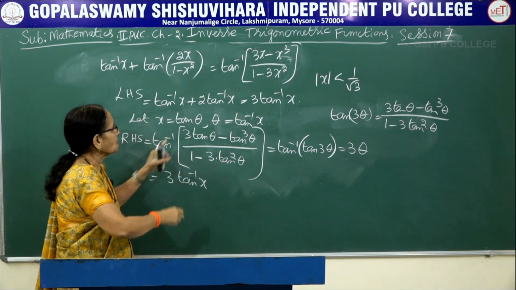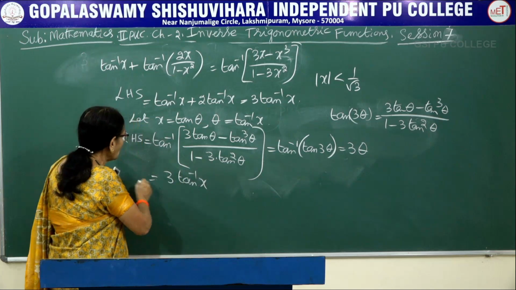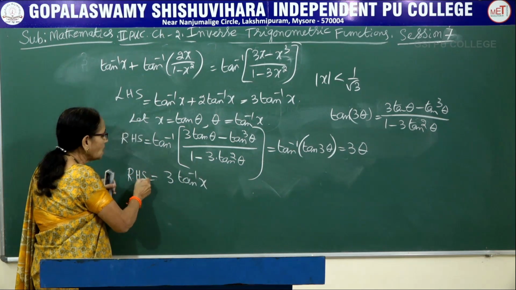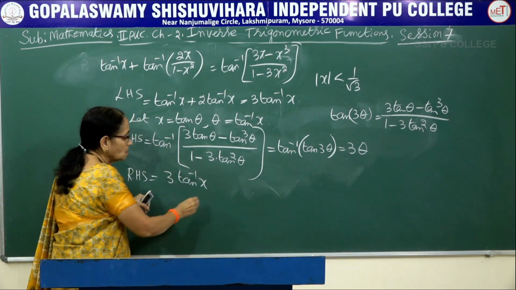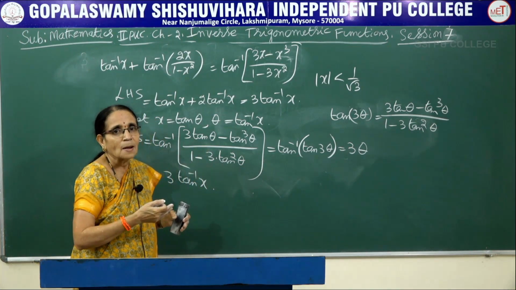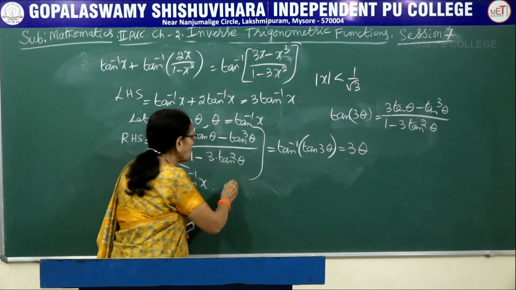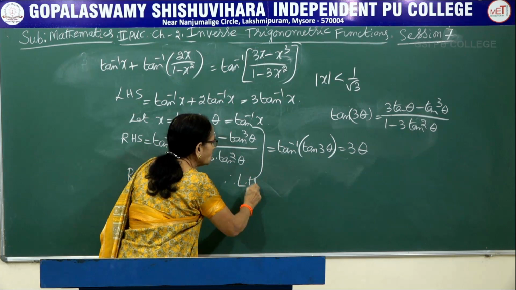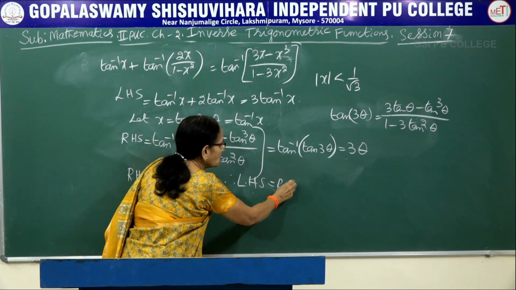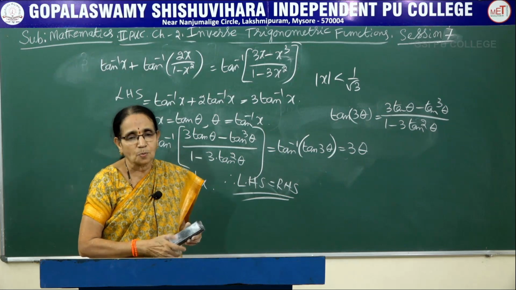Now look at the left hand side. I got tan inverse plus 2 tan inverse, 3 tan inverse. And the right hand side also, I got the same answer, 3 tan inverse. That means both the left hand side as well as the right hand side have simplified and shown that both of them are equal to each other. Therefore, I can write the left hand side equal to right hand side. So this is how we have to solve these problems.